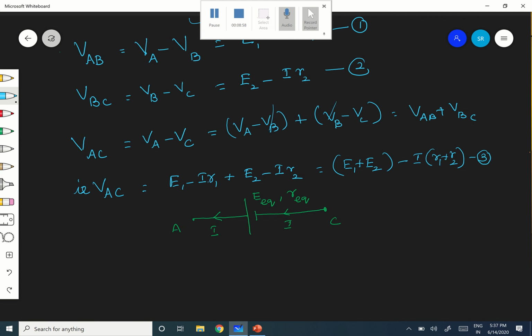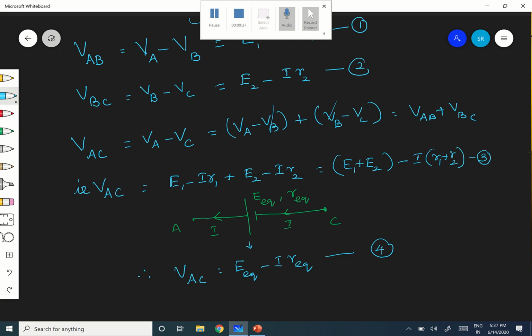What is VAC? Therefore, VAC can be written with respect to this. VAC is equal to E equivalent minus I into R equivalent. Hope you are following. That is because the current is the same, the effect is the same. Whatever the two cells did, I am replacing with a single cell so that the current drawn is the same. Therefore, this is equation number 4.